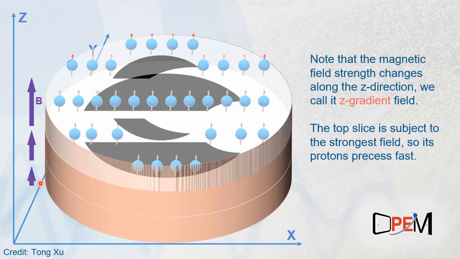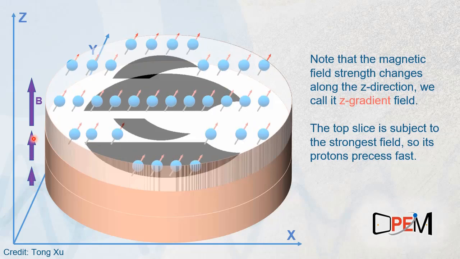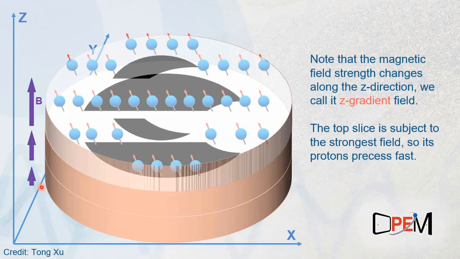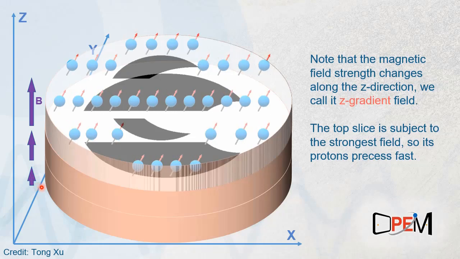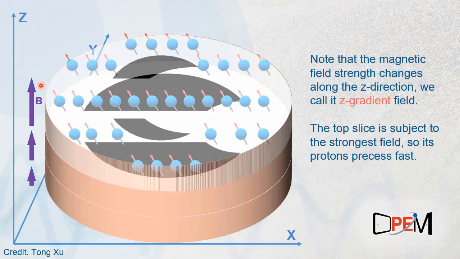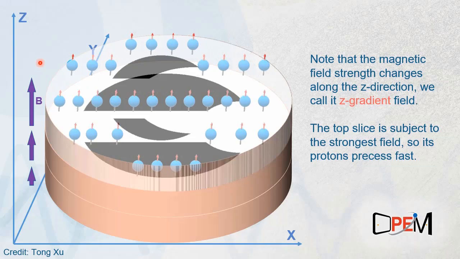Please pay attention to these vectors here. We use the vector to indicate the direction of the magnetic field, but also the strength of the magnetic field, indicated by the length of the vectors. You can see that the magnetic field is not uniform along the Z direction. It's actually increasing along the Z direction. So we call this Z gradient field.